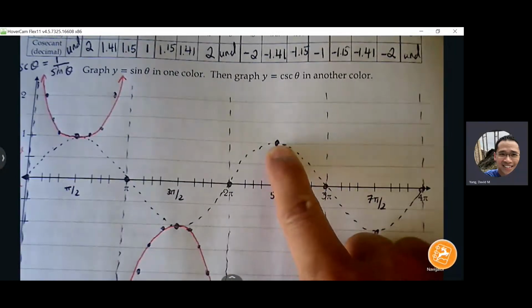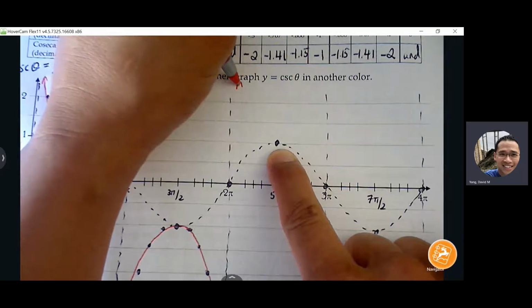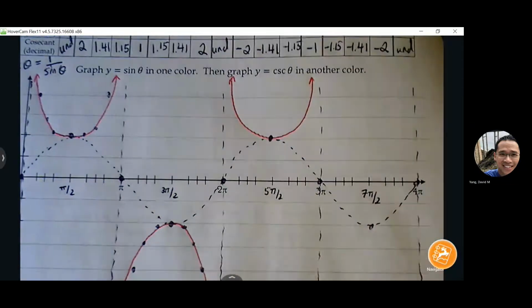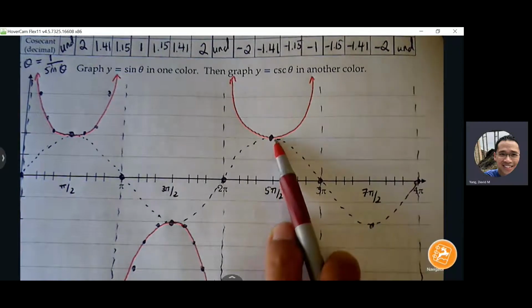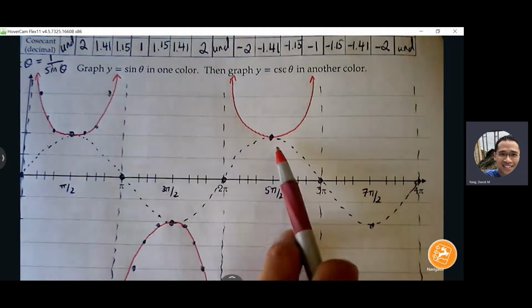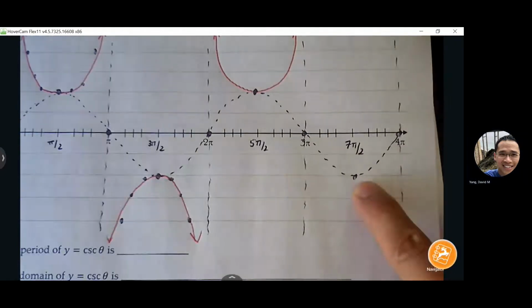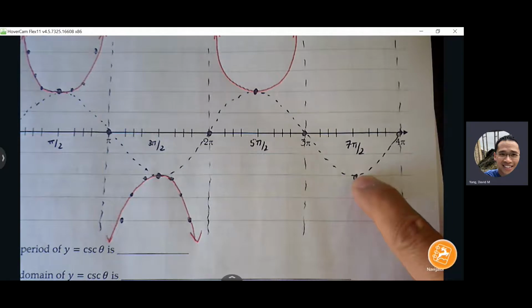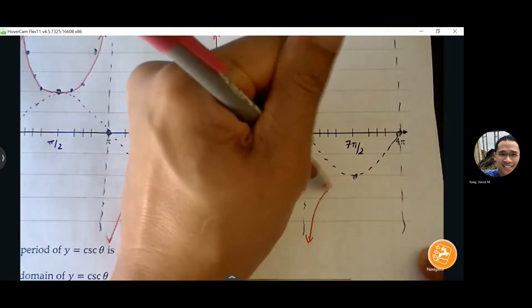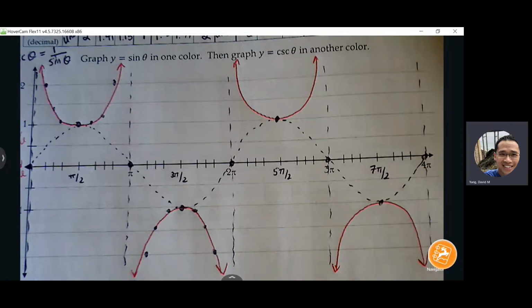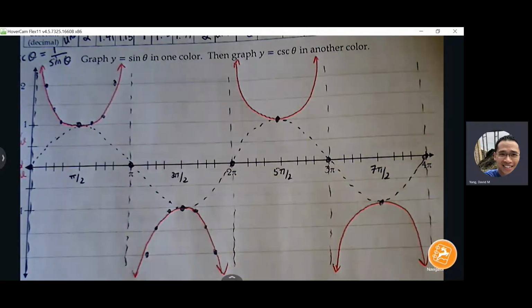So I see a peak for my sine graph. I'm going to basically create a reflected version of that dotted line sitting above my peak. So the maximum for my sine will kind of correspond with the minimum of my cosecant. And the same thing here. We're just going to make a reflected version off of that valley. So your cosecant graph is just that. It's just a series of right side up U's and upside down U's. Technically, these dotted lines are not part of the graph, but we put them there to help us form the graph a little bit easier.